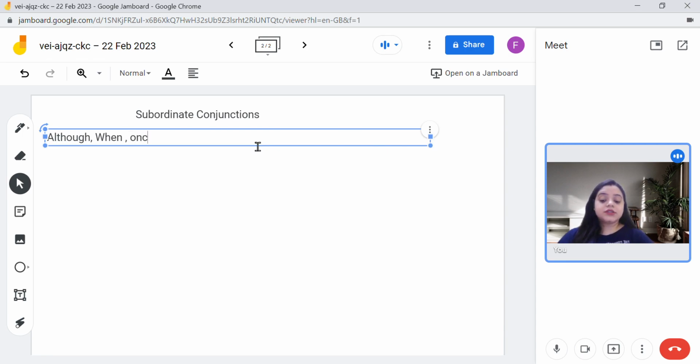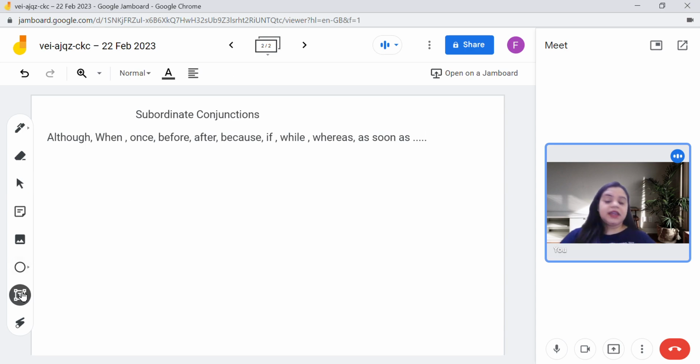For example, once, before, after, because, if, while, whereas, as soon as, and so on. Trust me, the list is huge. Now, although, when, once, before, after, because, if, while. Whenever these subordinate conjunctions come into play in front of an independent clause, they make that independent clause a dependent one. This is the role of subordinate conjunctions.